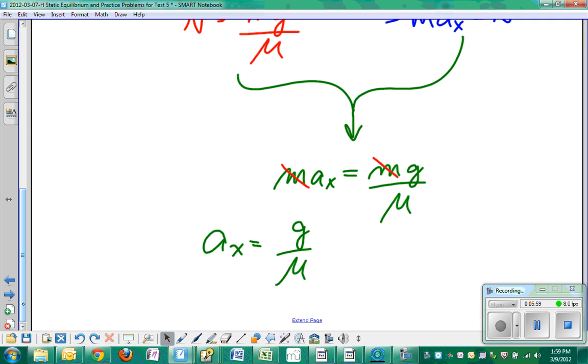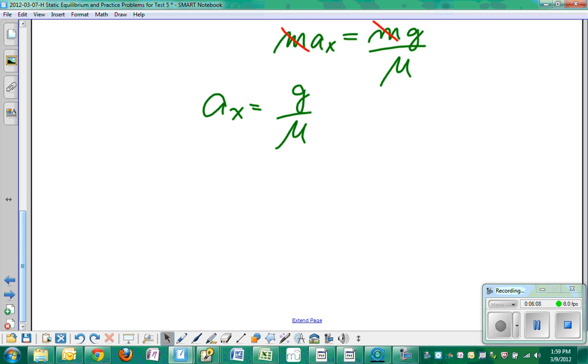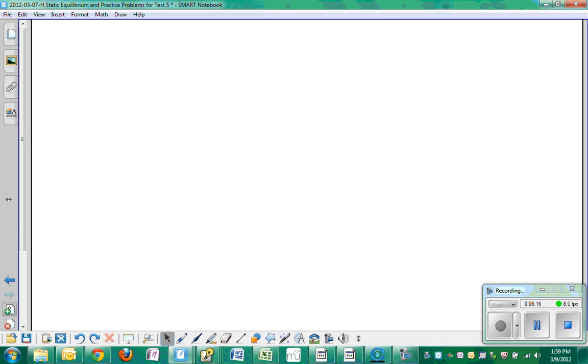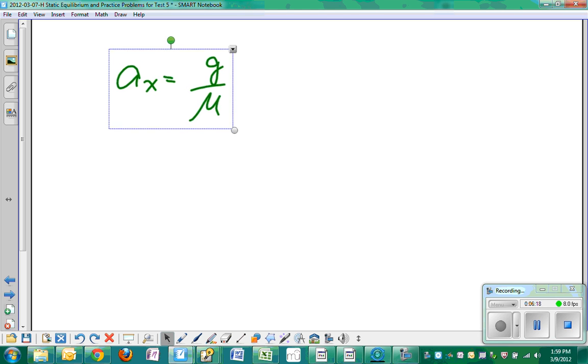But if the little block and the big block are a system, then that also has to be the acceleration of what? The system. The entire system. Very good. Okay, so now we know, I'm going to go to a new page for this. We know that ax is equal to g over mu. All right, I'm going to copy that. We'll go to a new page, paste it in. All right, so this is true.